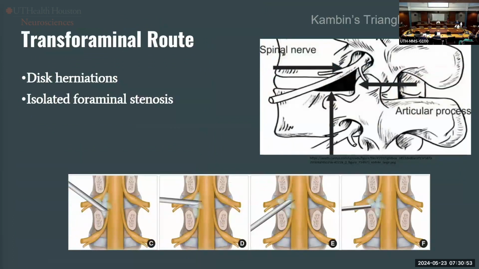So in the transforaminal route, which I think is one of the sort of powerful applications of endoscopy, and one that is not available in any other MIS or open technique, you are working through what's called Kambin's triangle. So it's sort of an imagined anatomic space that is defined by the exiting nerve root at a disc level, the superior end plate of the inferior level, and the superior articular process of that inferior level. And you can see in that top right picture, it's that black triangle. But basically working through there, you can safely access the disc space, the lateral recess, and with enough decompression, the actual central canal with an endoscopic approach.